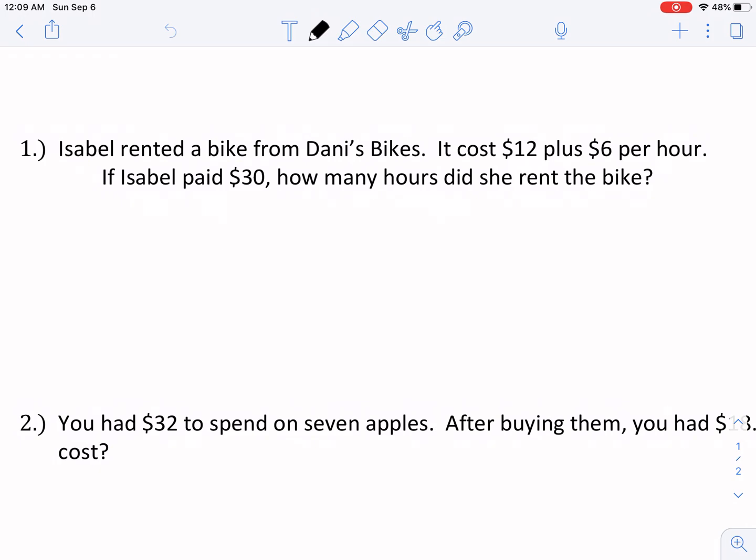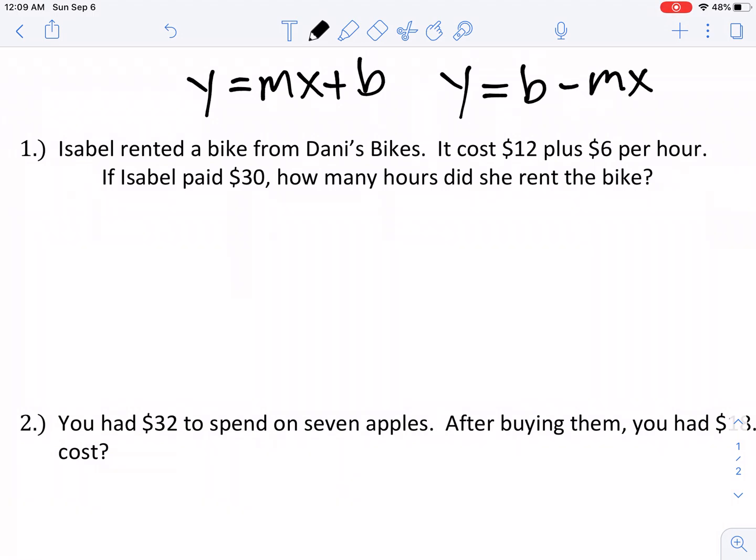Now remember, when we were talking about linear word problems, we said we can write them in the form y equals mx plus b, or if our initial value is being subtracted from, we may write it in this other form, where we subtract the rate from the b. But the important thing is we have to determine our m and b so that we can write our equation. Going back to the problem, Isabel rented a bike from Danny's Bikes.